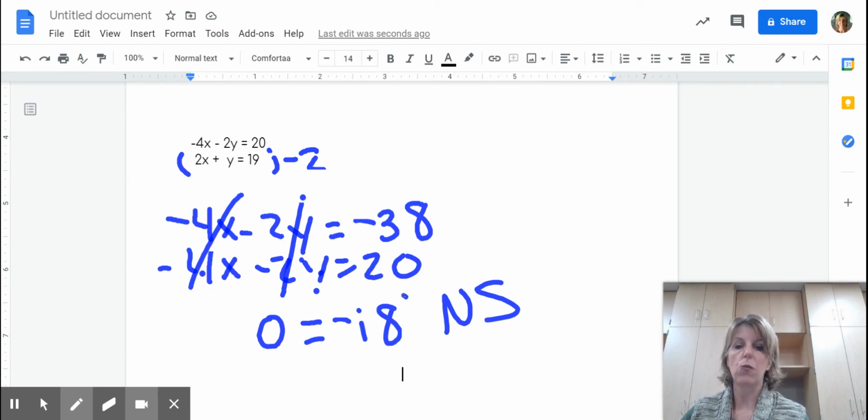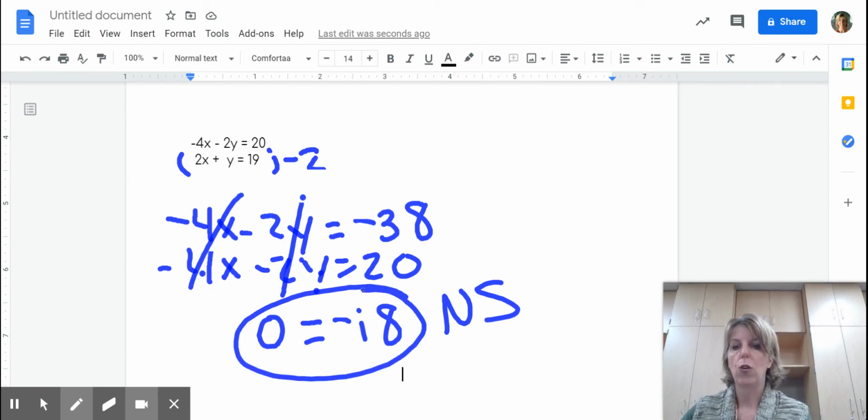If you happen to get, if this right here becomes like 4 equals 4, if you get something that actually is true, then you'd say IMS. IMS would be your answer from there.